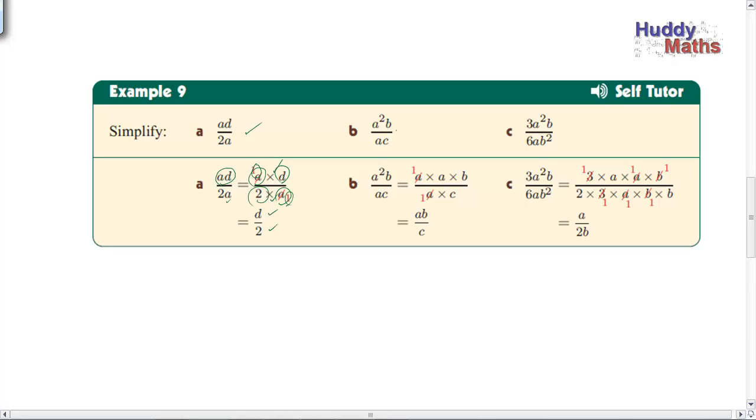Let's do a harder one, this one here, A squared B. Let's write A squared out as a product of factors. It's A by A by B. And AC is A by C. What's common? Well, let's cancel A into itself, divide A into itself, it goes once. Divide A into itself in the bottom line, goes once. So what's left? 1 times A times B, or just AB. Remember, we leave out the multiplication sign in algebra. And then 1 by C is just one lot of C.